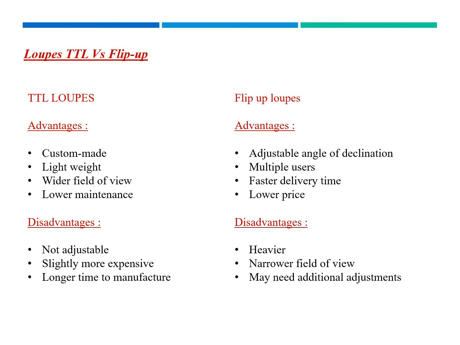Through-the-lens loupes or flip-up loupes. Like I said, there are again the Galilean loupes, which can be divided into through-the-lens or flip-up loupes. Through-the-lens is basically custom made, lightweight, and has a wider field of view and lower maintenance. The disadvantage is that it can be used by only one practitioner, as in you cannot share it between two practitioners. Since it's custom made, it will obviously be slightly more expensive, and it takes a longer time to manufacture.